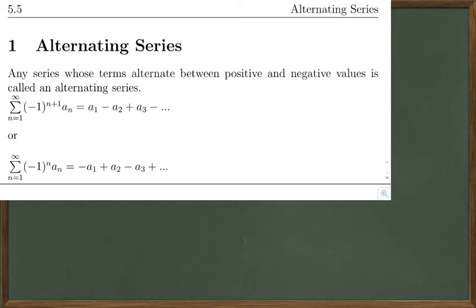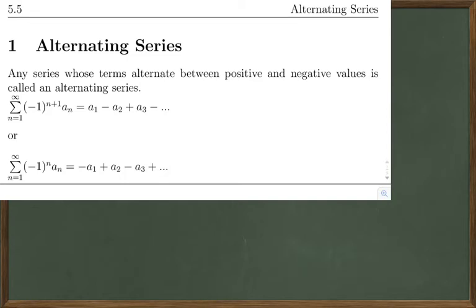It keeps going. Or it looks like the sum from n equals 1 to infinity of (-1)^n a_n, and that's going to be equal to negative a_1 plus a_2 minus a_3 plus a_4, etc.